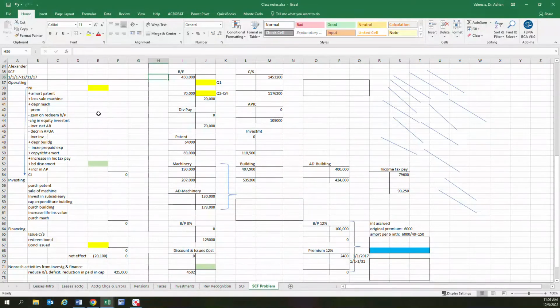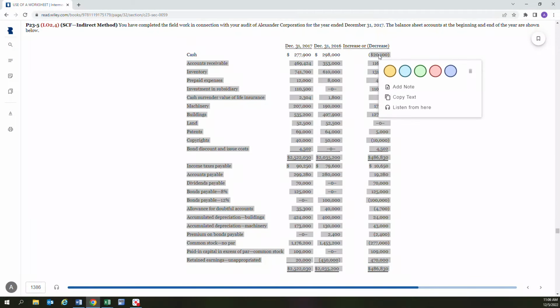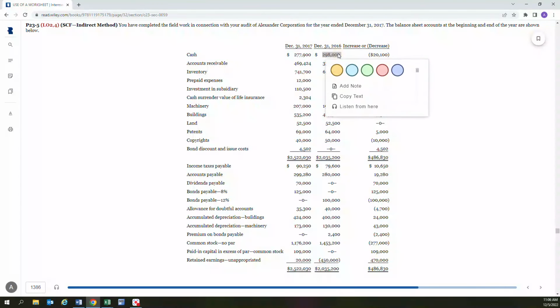Here's the information for Alexander, and I've created some T accounts here that I know I'm going to be using for this illustration, and I'll try to go a little bit faster than the first round, since now you've been exposed to some of it. So the first thing that we'll do is get our goal, and the goal is to explain a decrease of 20,100, right? Sorry. So this is our goal right here.